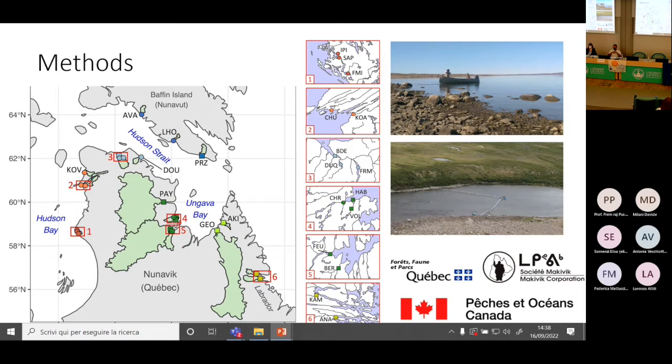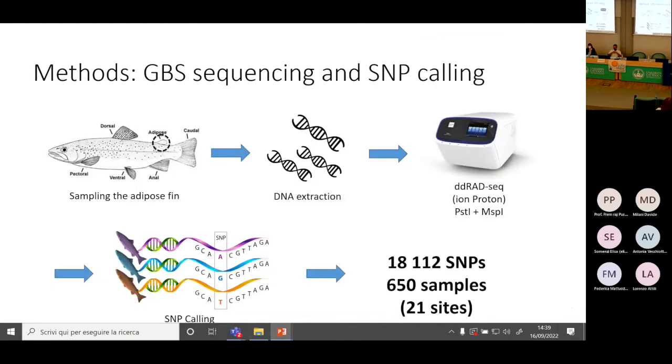You can see my sampling map on the left side, and we tried to cover different spatial scales. We have groups of sampling sites separated by a few hundred kilometers, and also really close-by sampling sites in neighboring rivers. We used ddRAD-seq for sequencing and SNP calling, and ended up with around 18,000 SNP markers in 650 samples from the 21 sites I've just shown you.